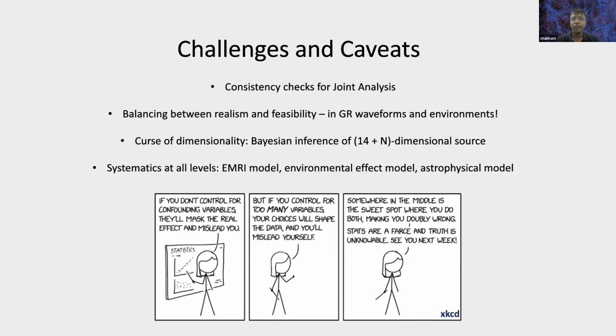And finally, the point I would like to stress the most is that there are systematics at all levels. There are systematics and assumptions at your EMRI model level, at your environmental effect model level, and at the level of your astrophysical model. So at all of these levels, you need to make sure that you are not going beyond the scope of any of these models, such that you are not seeing an artifact because of a model incompatibility, and you're actually seeing a deviation from your vacuum EMRI system, for example. And I'd like to finish with this nice little comic about statistics. Thank you so much.